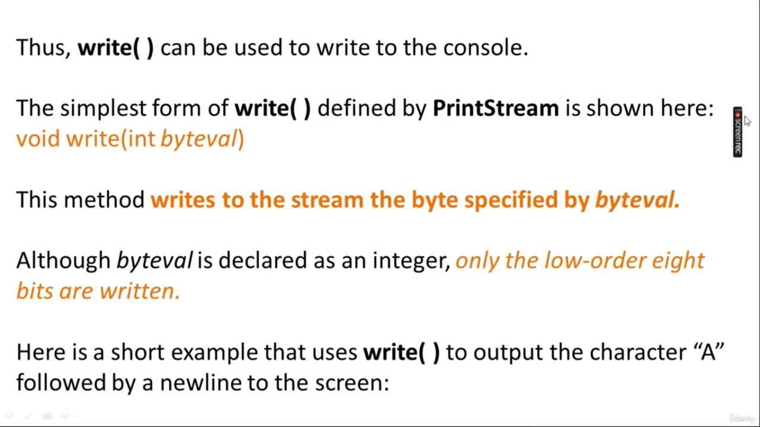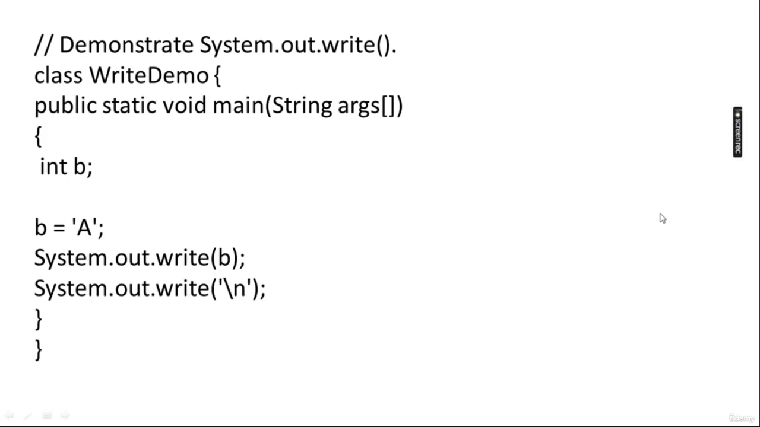Then write demo. public static void main, b is equal to a, and we are writing b. Okay.